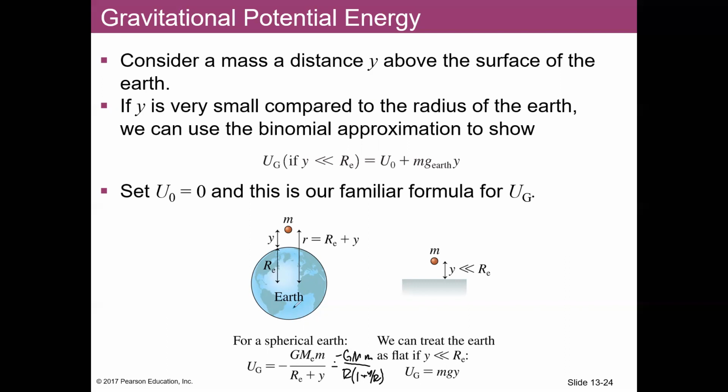So there's a way to connect the gravitational potential energy in this chapter with the gravitational potential energy in chapter 10. You just have to use an approximation. You're approximating this function right here as an expansion in powers of y. Good. So that's how you do that.